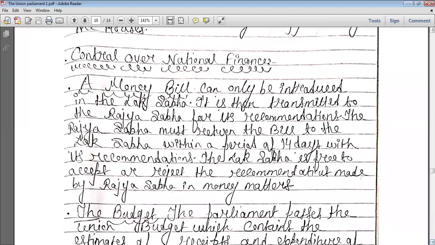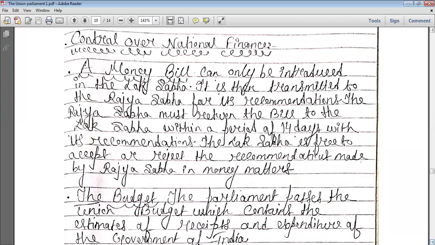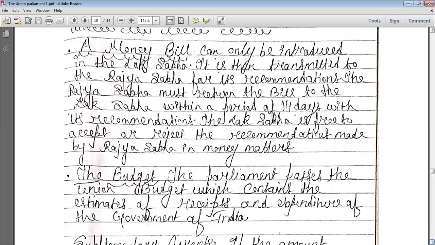Next, we are moving to the next topic, control over national finances. How do the members of the parliament, or how does the union parliament, control the national finance? So in this section, we would like to discuss the money bill. Very important for ICSE candidates. A money bill is always introduced in the Lok Sabha. Then from the Lok Sabha, it goes to the Rajya Sabha for recommendation for approval. If the Rajya Sabha returns the bill, then it's very fine.